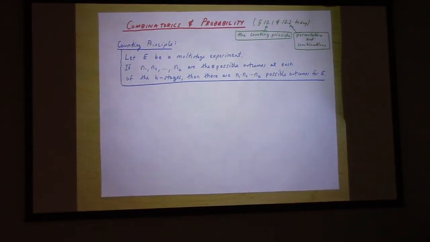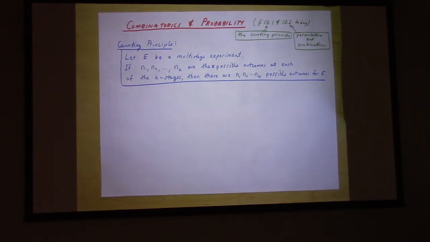So next up, we're talking about combinatorics and probability. All right, so I'm attempting to tell you things about section 12.1 and 12.2 for the rest of today. All right, and so the main idea here is the counting principle. So what is the counting principle? The counting principle says this: let E be a multi-stage experiment, and if n1, n2, through nk are the number of possible outcomes at each one of the k stages, then there are n1 times n2 times through nk possible outcomes for E.